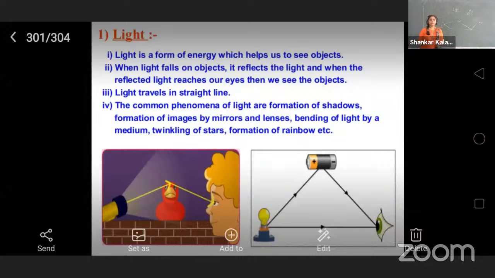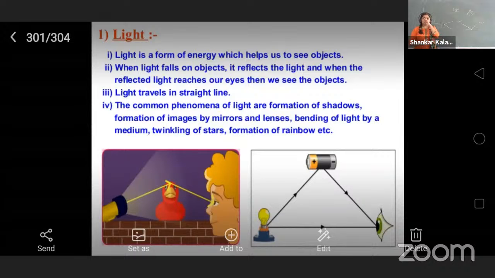Today you do one activity. You be in one room, take a torch and battery, and just hold it. Put the light on objects like a table or any surface. You see the reflection of the light.